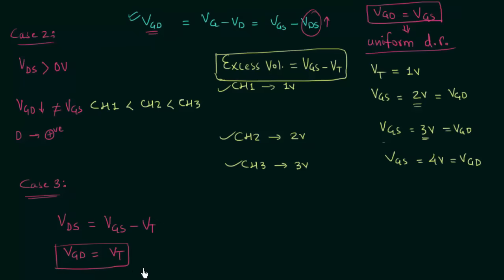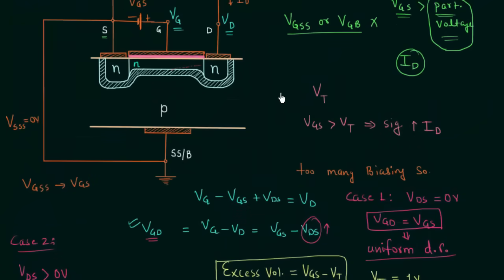This is very interesting case. We are applying voltage VGS. If you see the MOSFET, we are applying voltage VGS to overcome the threshold voltage VT, but when VDS is equal to VGS minus VT, then VGD will become VT. It's like applying VT in the opposite direction.